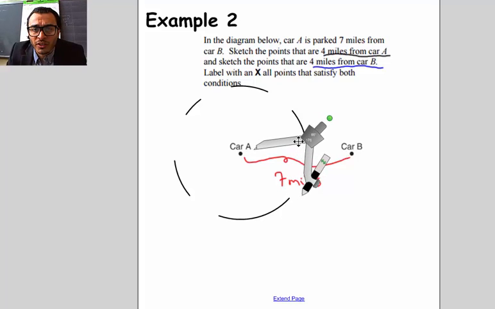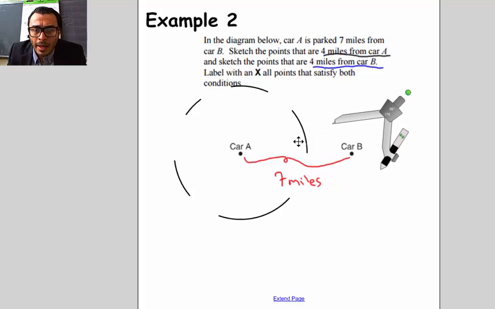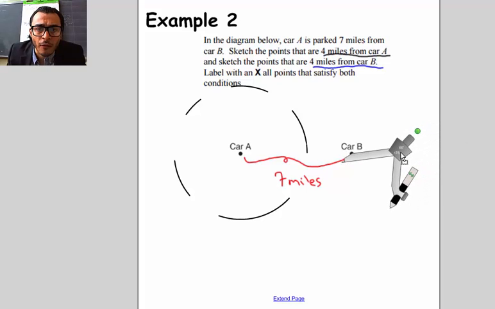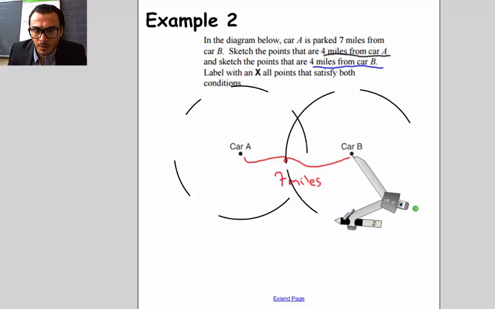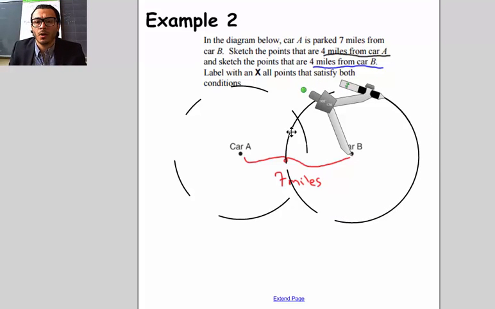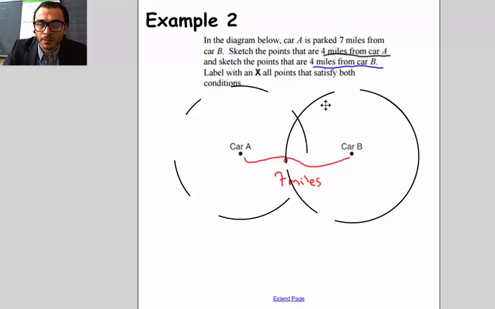Now you're going to do the same for car B. And I'll keep the compass setting the same simply because car B, it says sketch the points 4 miles from car B. So that's also going to be a circle. And there's my circle. Okay, that took a while. So now label with an X the points that satisfy both conditions. So that would be here. And of course there would be another point of intersection here. So you get 2 points of intersection.